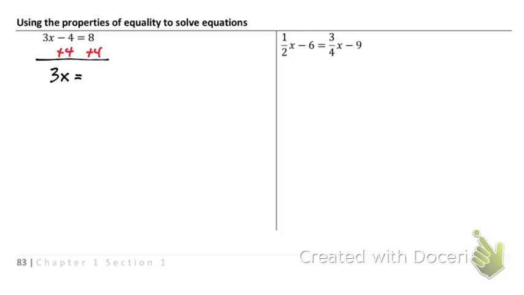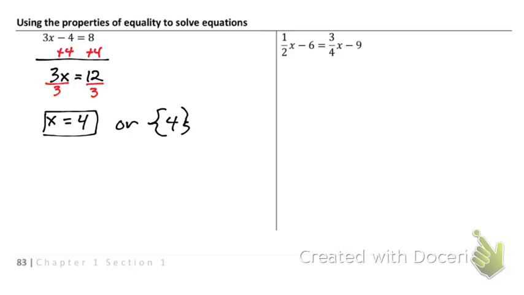All right, so we have 3x equals 12. Then I would just divide both sides by 3 to come up with x equals 4. So you can either put x equals 4, or you can do a brace with 4 in it. Either one is a perfectly fine solution in this class.